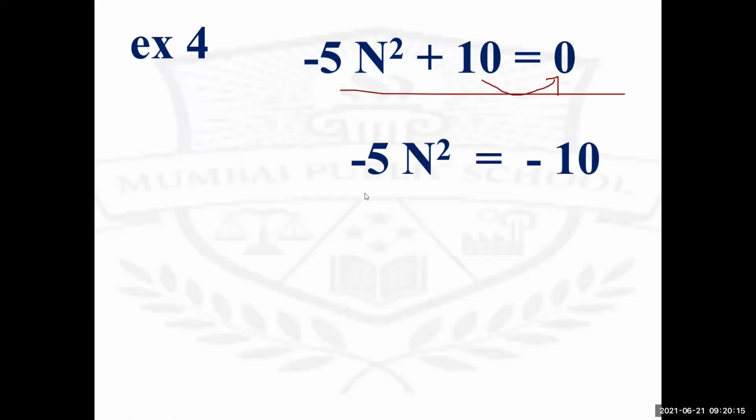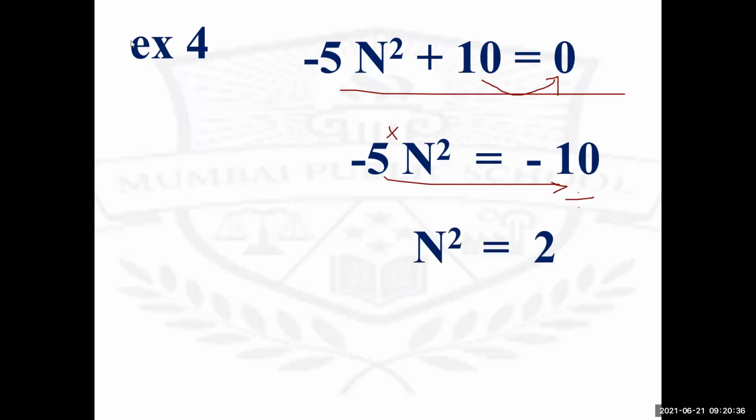Now you will shift minus 5 to the other side. As it is in a multiplication relation, when it goes to the other side, it is going to become divide. So what will you get? n square equals 2.